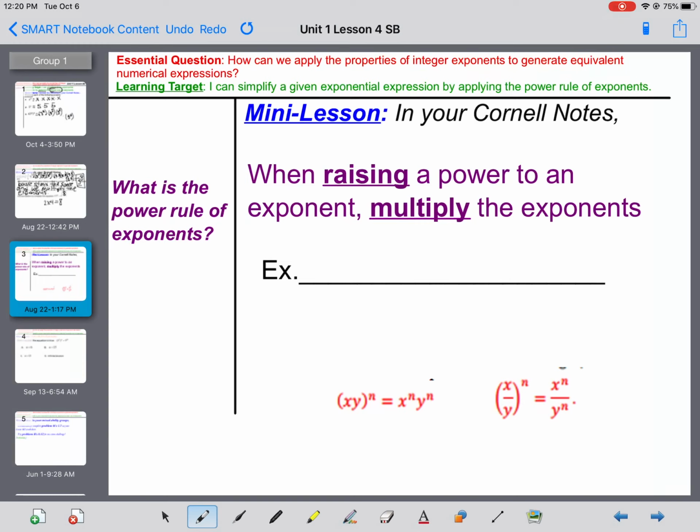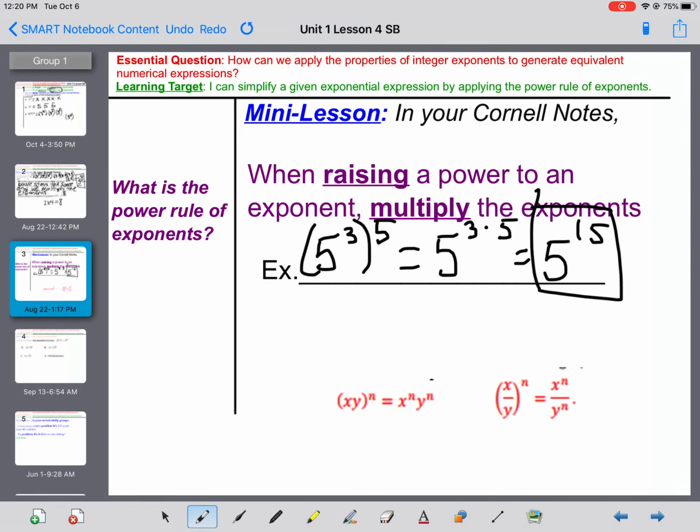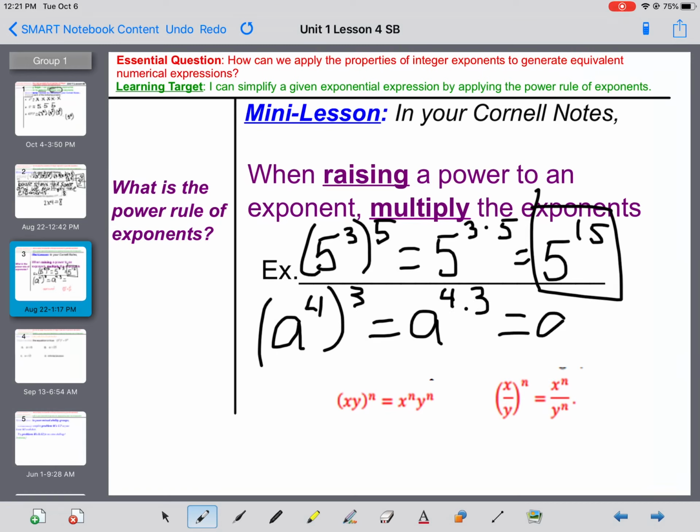So let's come up with an example. Let's say we have 5 raised to the third, raised to the 5th. All we're doing is 5 raised to the 3 times the 5th power equals 5 raised to the 15th power. We just multiply the two exponents. Let's give an example with a variable. A raised to the 4th raised to the 3rd equals a raised to the 4 times 3 equals a raised to the 12th power.